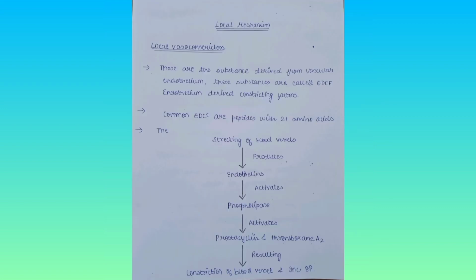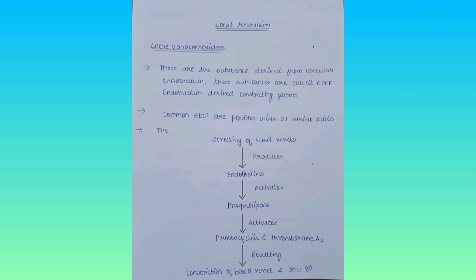Now, in addition to the nervous, renal and the hormonal mechanism, some local substances in the body will also regulate the blood pressure. There is a substance in the body called endothelium derived constricting factors, that is EDCF. So now when a group of amino acids is joined, it is called peptide. So this EDCF is a peptide which has 21 amino acids. Now let us come to the flow chart.